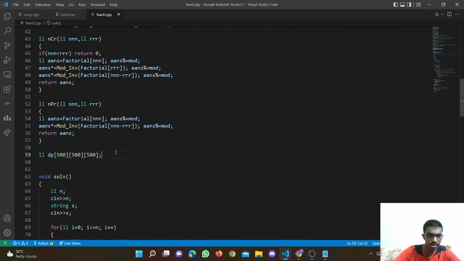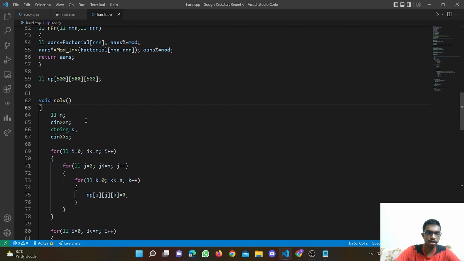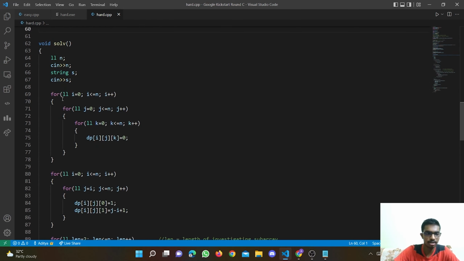So I'm declaring the dp array globally because they've set the constraints to be 400, and a 3D matrix 400 cross 400 cross 400, you cannot declare it within a function. That much space cannot be allotted there, so you have to declare it globally.